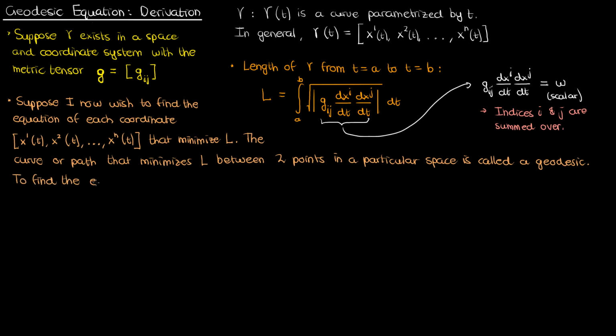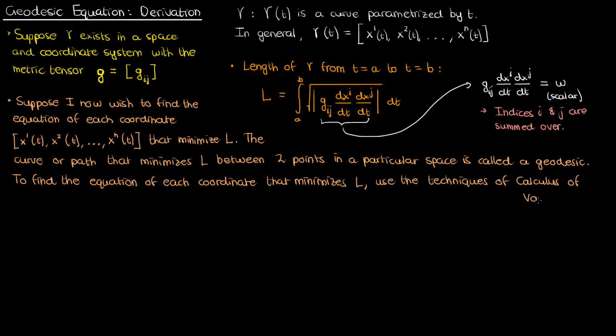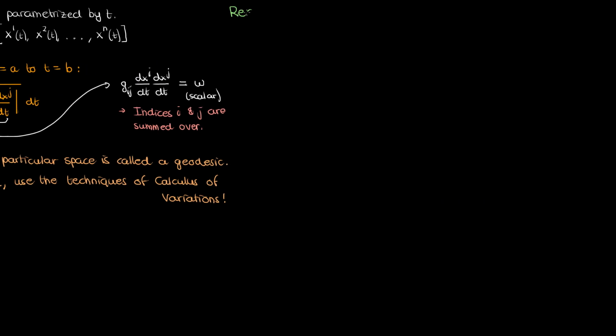Now, how do I minimize my length functional? How do I minimize a function of functions, or at least find a function which makes a functional stationary? Well, I use the techniques of calculus of variation. Specifically, I need to use the Euler-Lagrange equation. Let's now go back and recall some concepts from variational calculus.